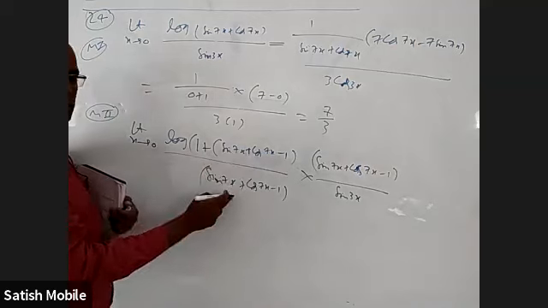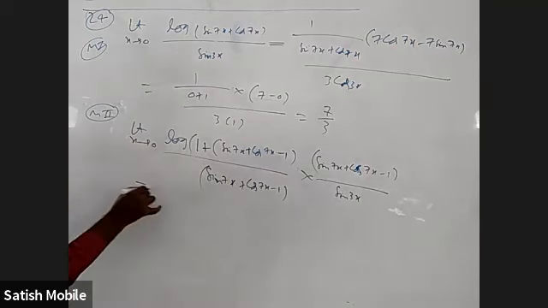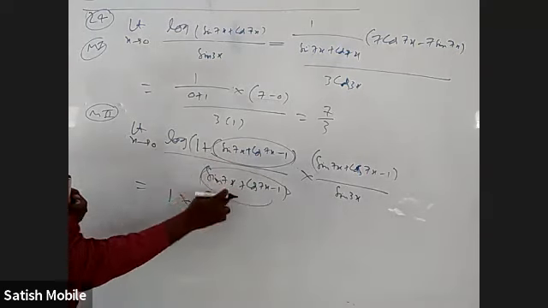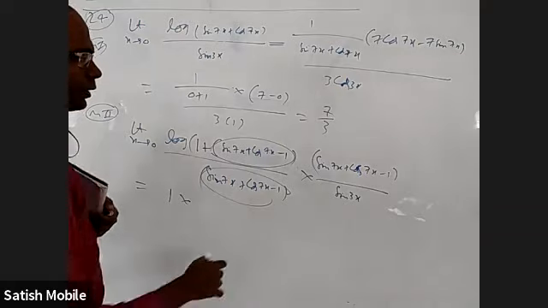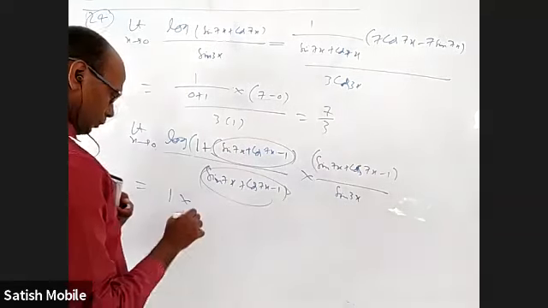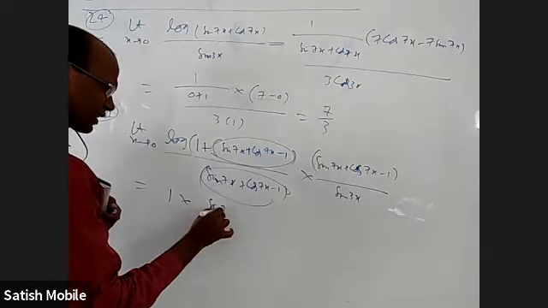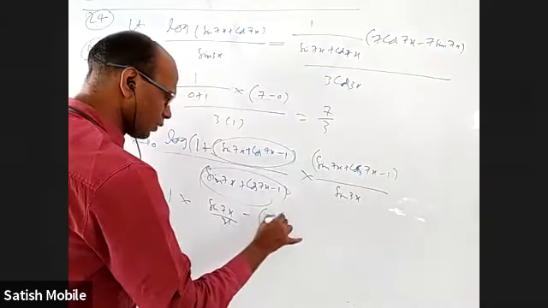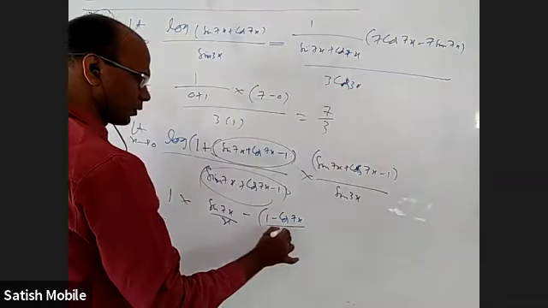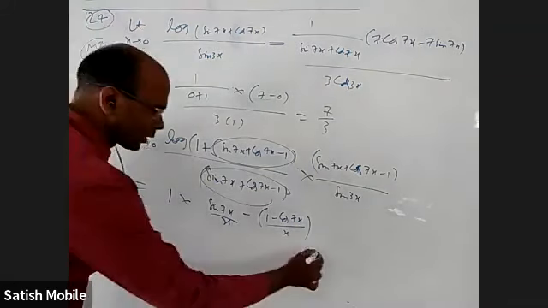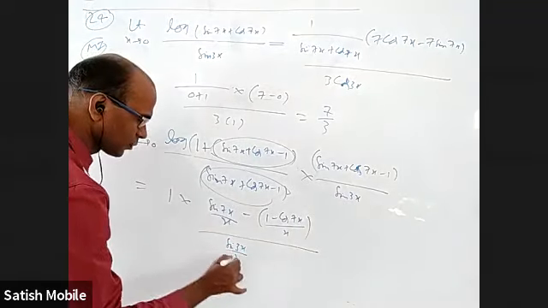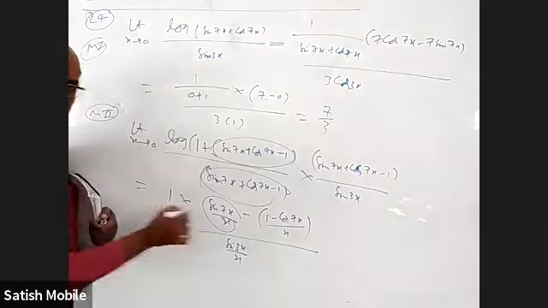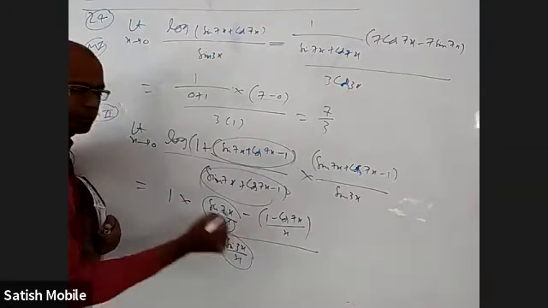Log 1 plus x by x, that limit will be 1, where x is tending to 0. Log 1 plus x by x, x tending to 0, limit is 1. Coming to this, sine 7x, I'll write by x. I'll take minus common and write 1 minus cos 7x by x, and down sine 3x by x. I'm dividing x here, x here, x here, that's all. This limit is 7. This limit is 3.